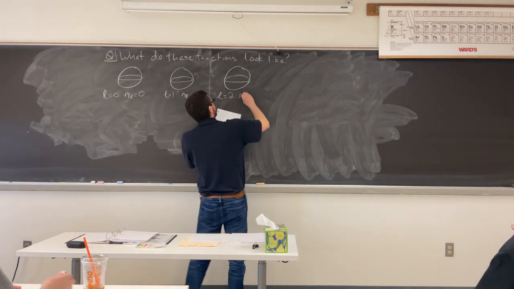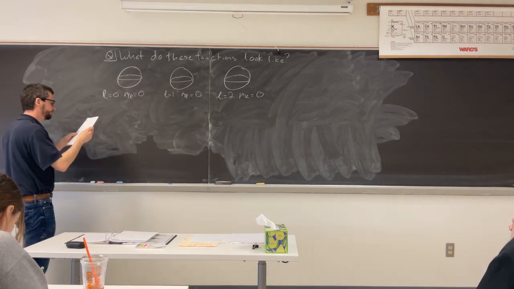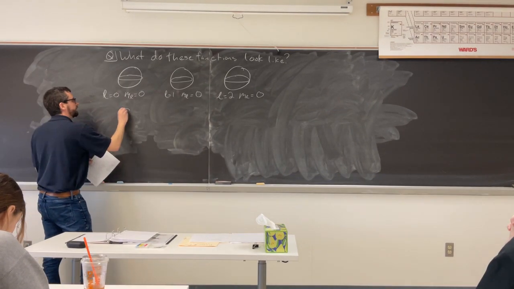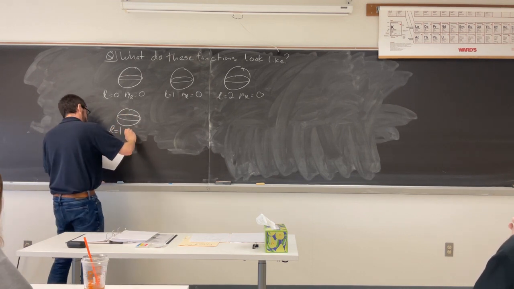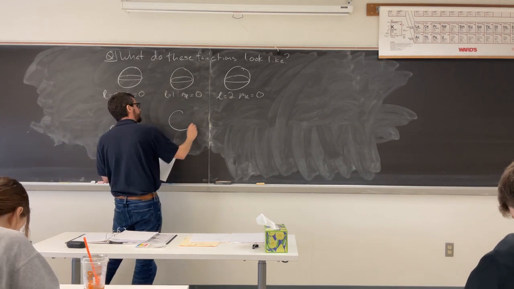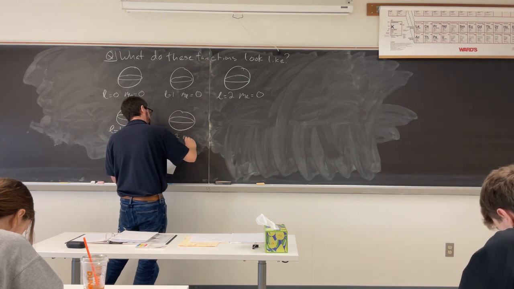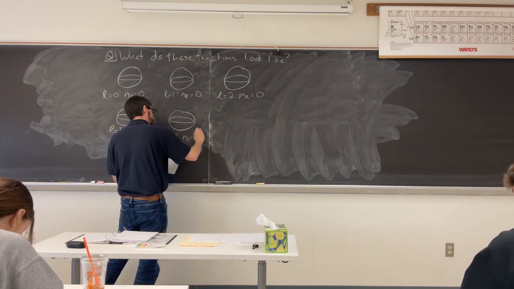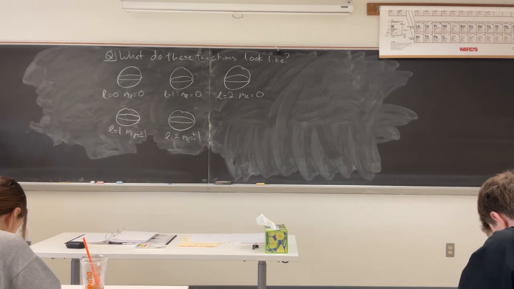But we're going to look at M sub L is equal to 0. Then we'll have L is equal to 1, M sub L is equal to plus or minus 1. L is equal to 2, ML is equal to plus or minus 1. And we'll leave it at that for now.